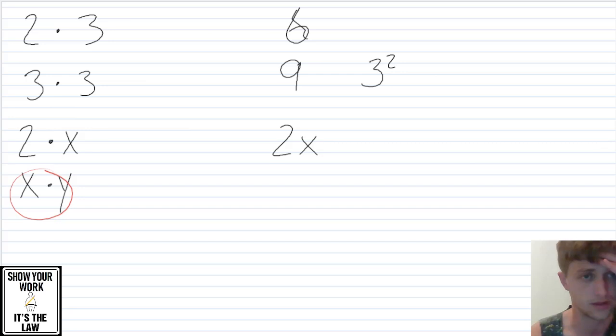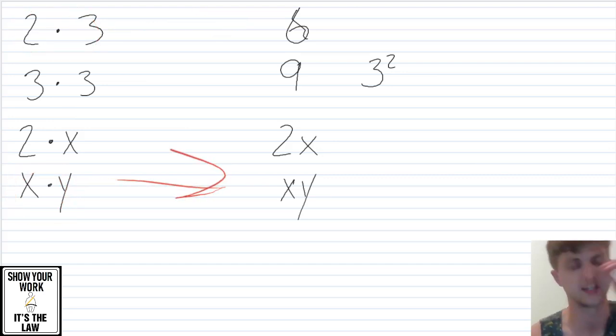Another thing we could do is we could have a number times a letter. And when we have that, 2x, we just combine them like this, and we say 2x, and we call 2 the coefficient. Okay? And now we could also have a letter times a letter. So let's say x times y. There's no way of combining these into one thing, so we'll just write it as xy. So this kind of is similar to what we did up here.